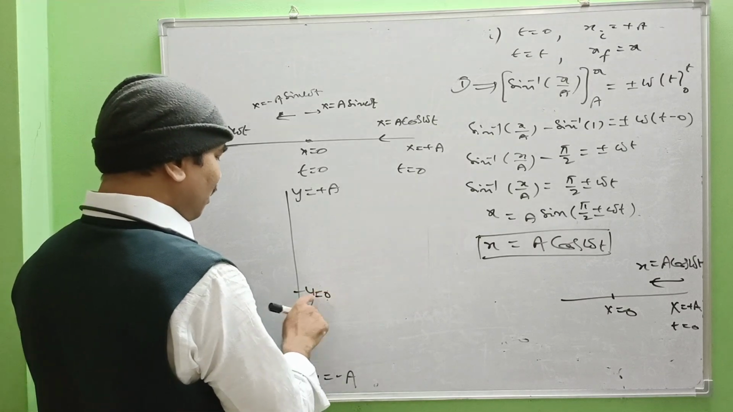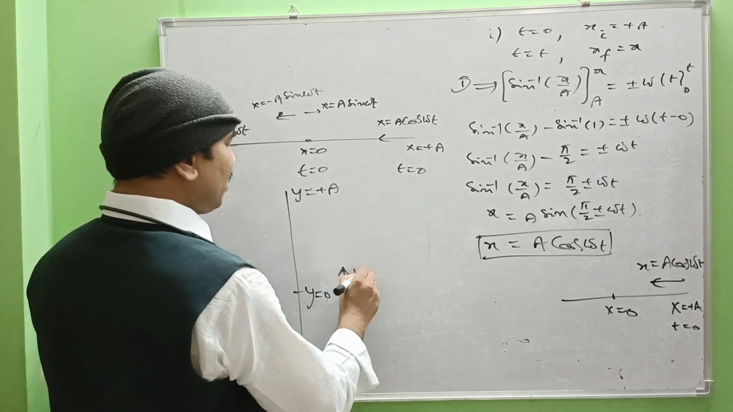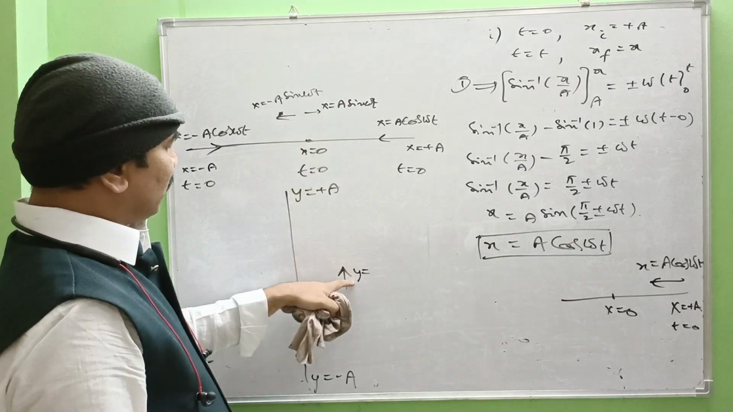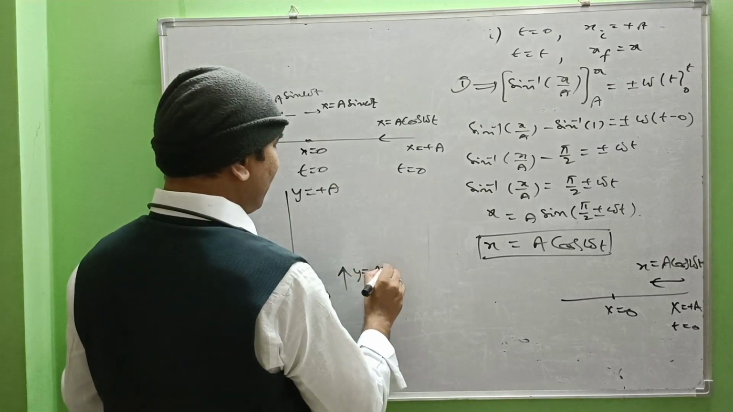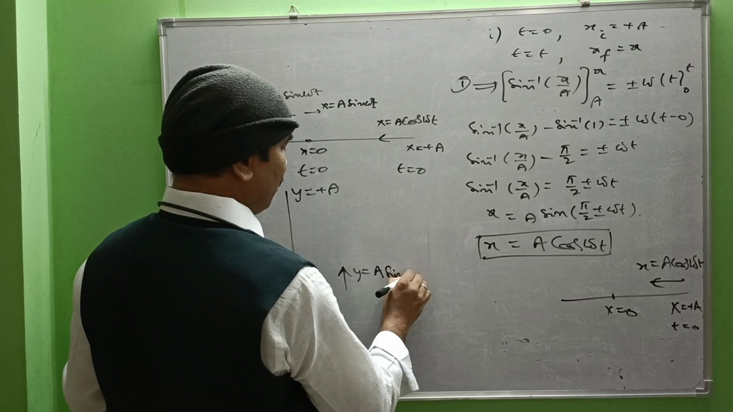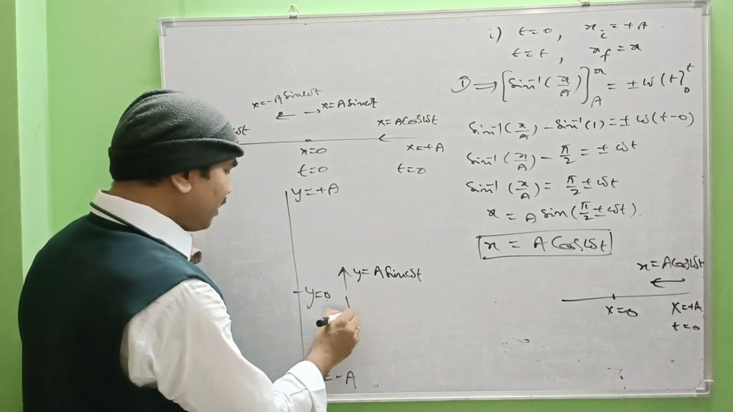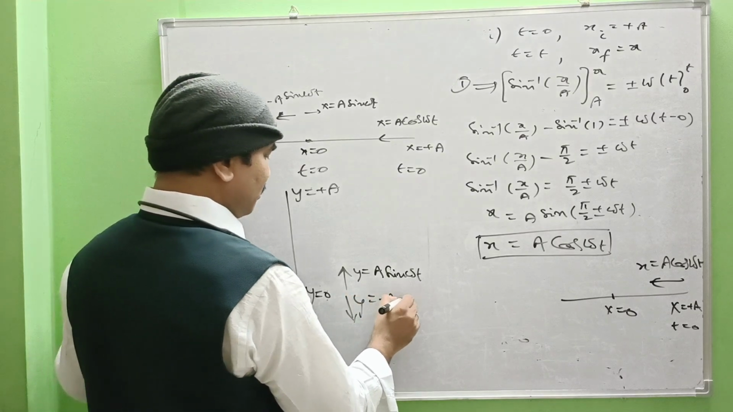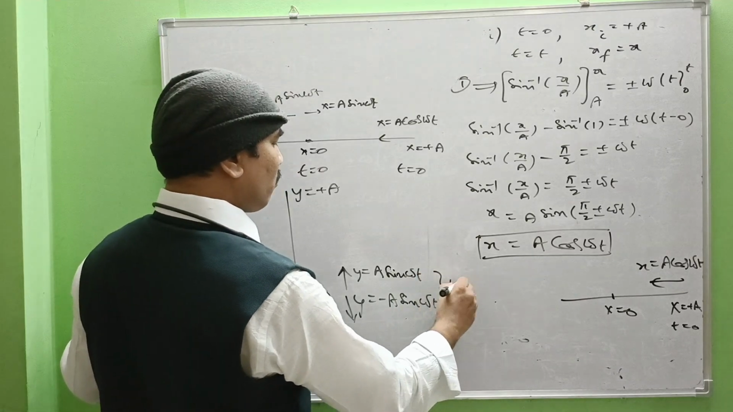If it crosses the mean position upwards, what is the expression? It's not x, now it is y. So instead of x, take y. y equal to a sin omega t. If it crosses the mean position downwards initially, y equal to minus a sin omega t, when t equal to 0.